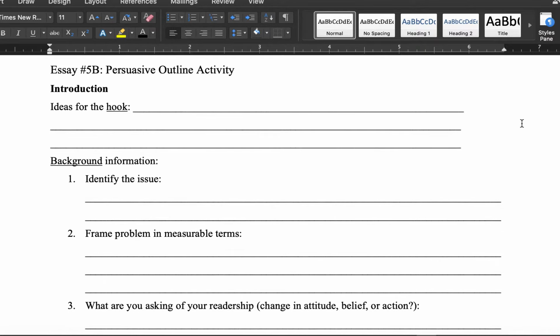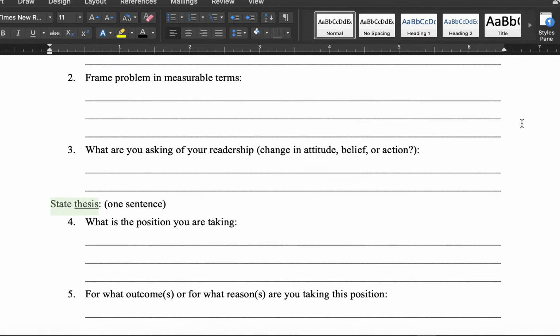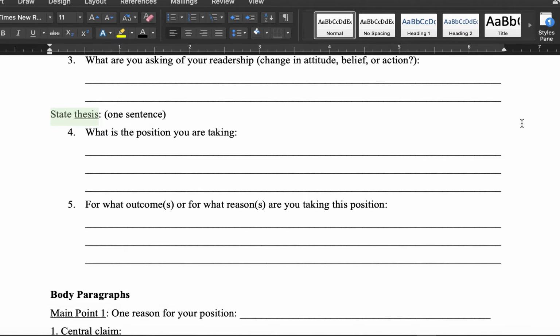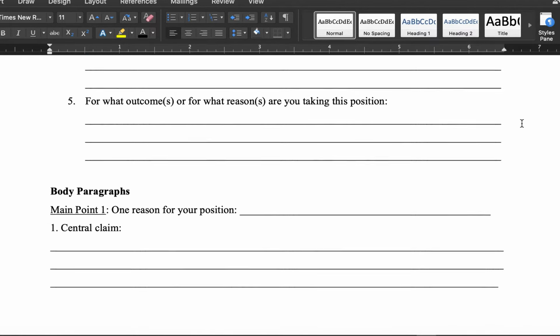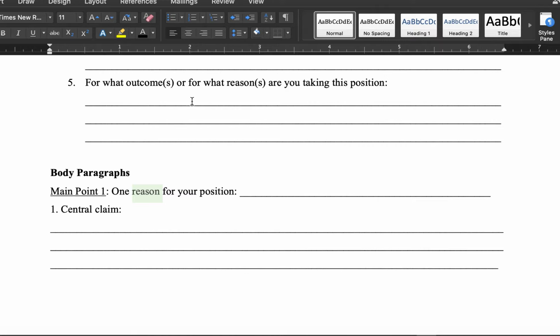Ideally for this paper, since this is a 4 to 5 page paper, your introduction might be about half a page. So maybe 6 sentences, maybe 7, somewhere in that vicinity. In terms of the body of your paper, you should have 3 main points. So main point number 1, give us one of the reasons for your position. Now we've already listed those, I would hope, in number 5 in the intro. What are your reasons for taking this position? So one of those 3 reasons should be main point 1.